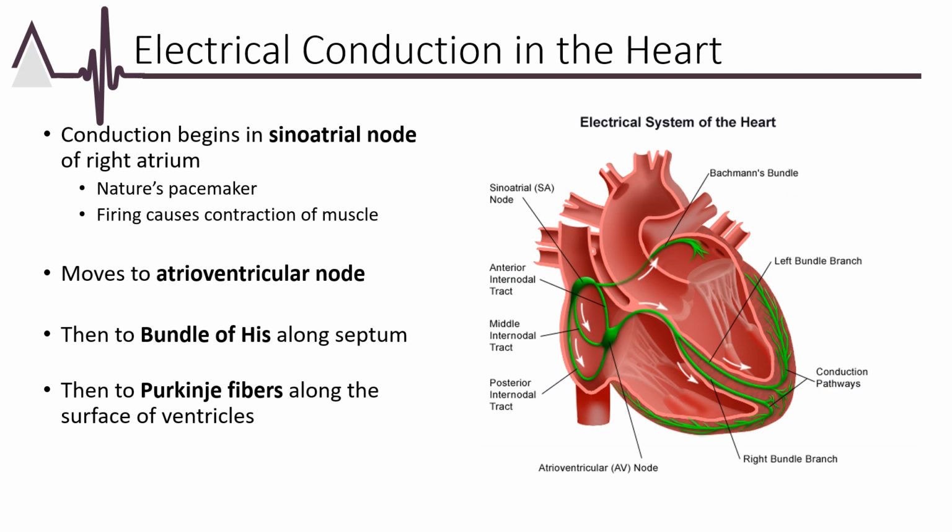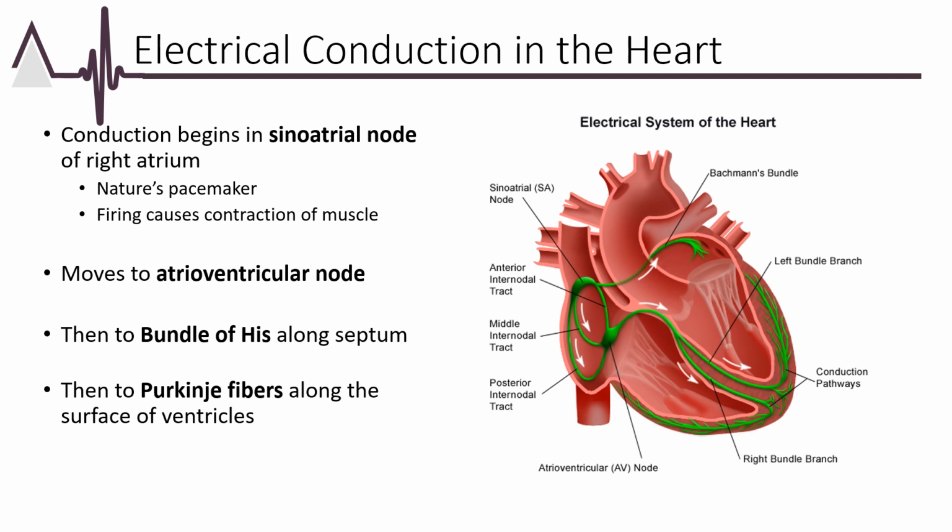There is an electrical conduction system in the heart. The conduction begins in the sinoatrial node of the right atrium. The SA node is also known as nature's pacemaker as it sets the pace for the heart. Electrical impulses go from the SA node to the AV node and then down along the septum via the bundle of His. From the bundle of His, the electrical impulses move across the bottom of the heart via the Purkinje fibers. The Purkinje fibers are tiny signaling devices within the electrical system along the ventricle at the apex.